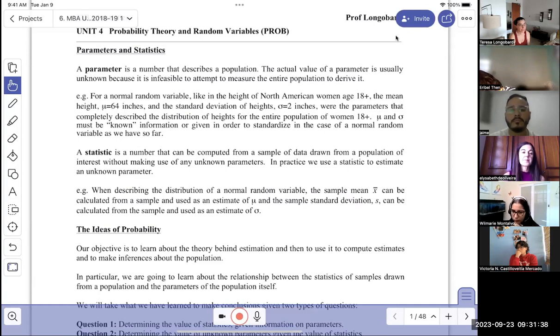No, sorry, 8. But then in 9, we're going to go to inference. And inference is really, all of this is, we're building up to talk about inferential statistics. It's a branch of statistics.